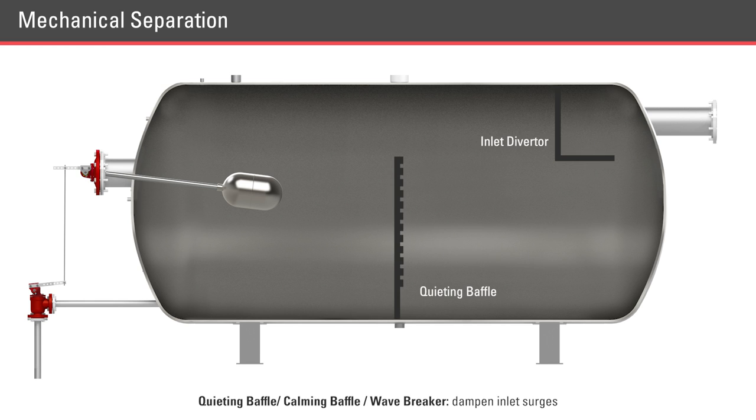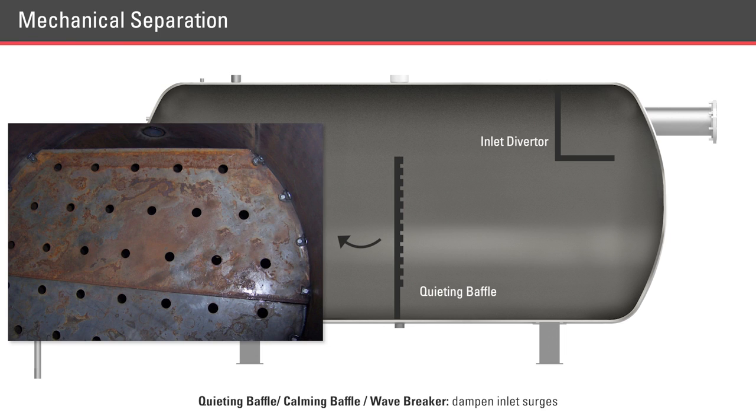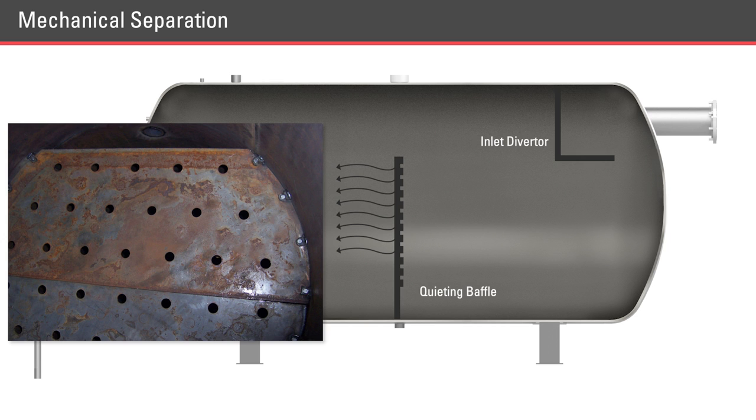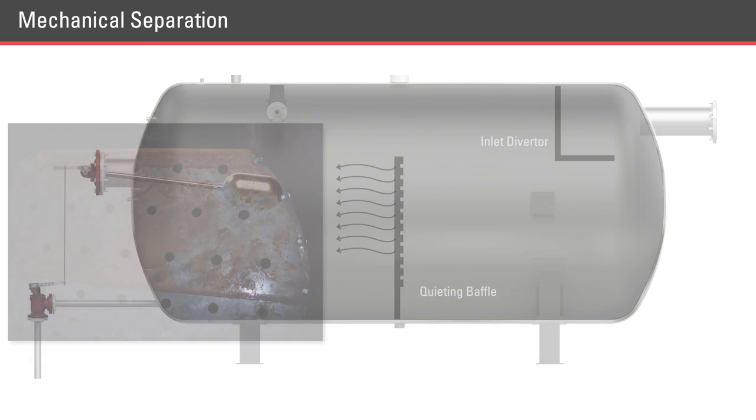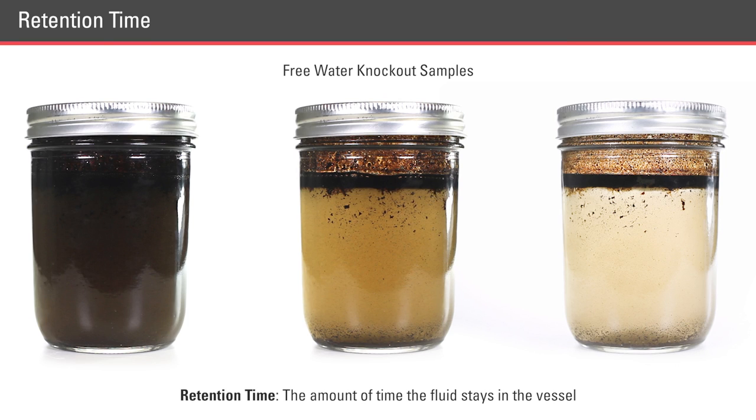A quieting baffle is located about halfway down the length of the vessel. As the flow comes through, the holes in the baffle slow down the motion inside the vessel. In addition to mechanical separation, retention time, or the amount of time a fluid stays in the vessel, is important in the natural separation of the elements.